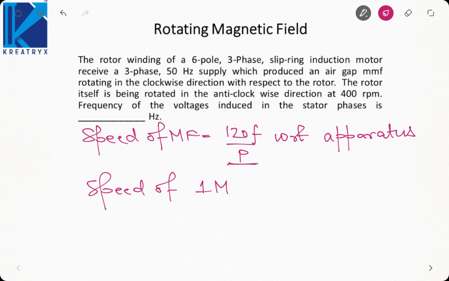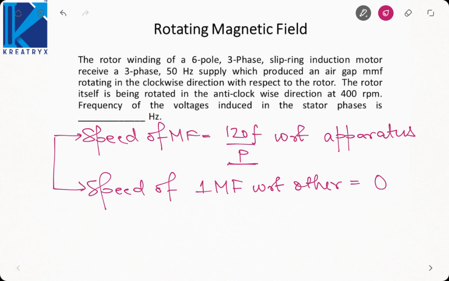Now the second thing, speed of one magnetic field with respect to another. We know that there are two magnetic fields in any rotating machine. So both must be stationary with respect to each other, or their relative speed must be 0. Then only a steady torque can be produced, otherwise the torque is oscillating and it does not cause rotation of the machine. These two things you need to remember.